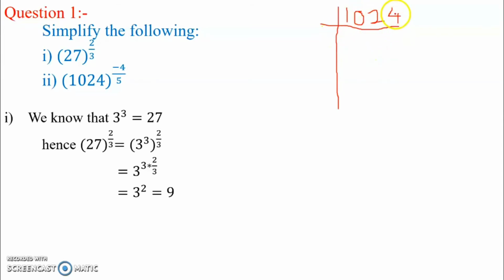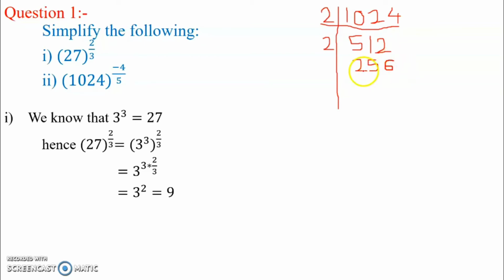Since this is an even number, it will be divisible by 2. So I will divide the number by 2. Dividing 1024 by 2, you will get 512. Again, this will be divisible by 2, which will give you 256.